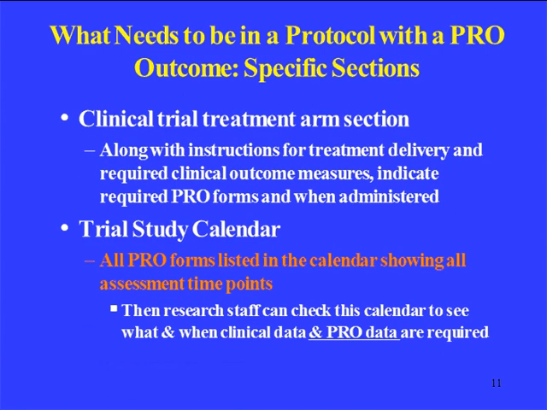In the clinical trial treatment arm section of the protocol, along with instructions for treatment delivery and required clinical outcome measures, the PRO forms and when they are to be administered should be indicated. And this is true for the study calendar. So all PRO forms should be listed in the calendar showing all the assessment time points. This allows the nurse or clinical research associate to see when these forms are due and what is required. Next slide.